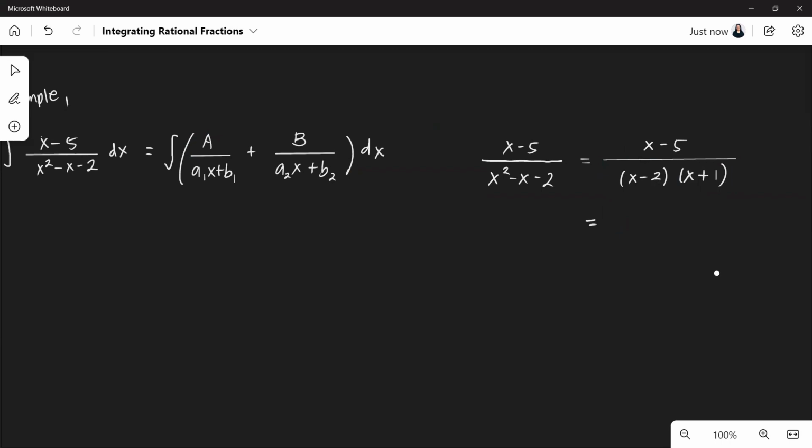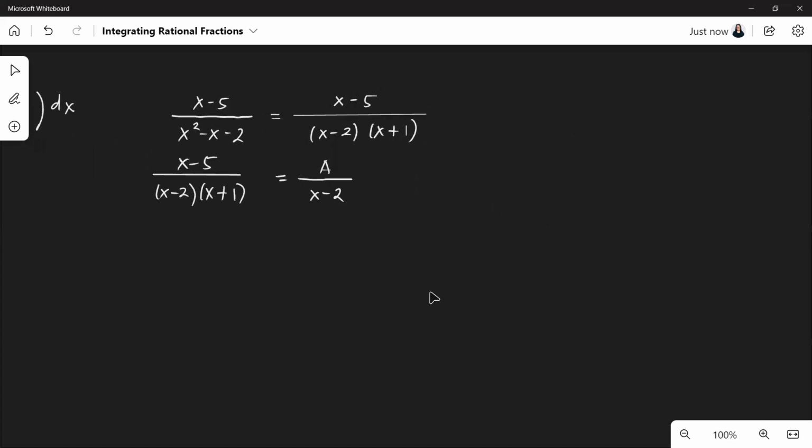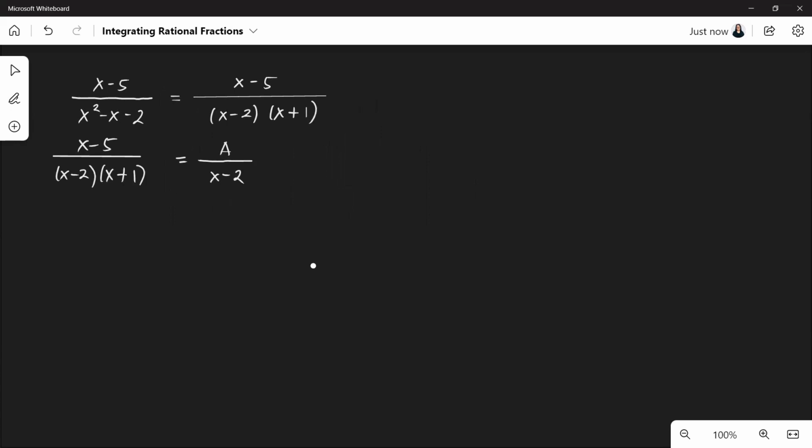So it would be equal to, let me write the corresponding fraction here at the side, A over x minus 2. This is the first partial fraction. And the second partial fraction is B over the second linear factor, so B over x plus 1. We need to solve for the values of A and B.